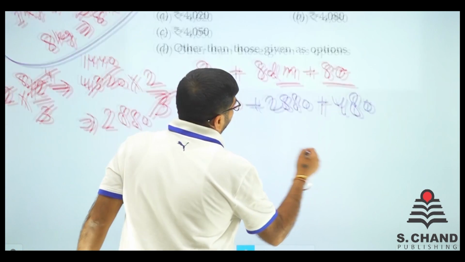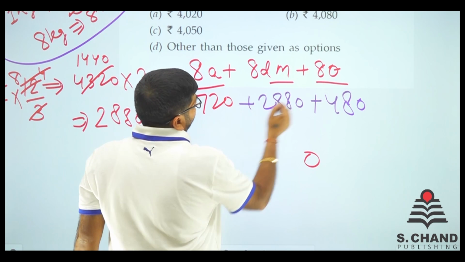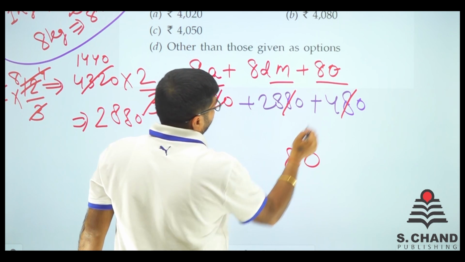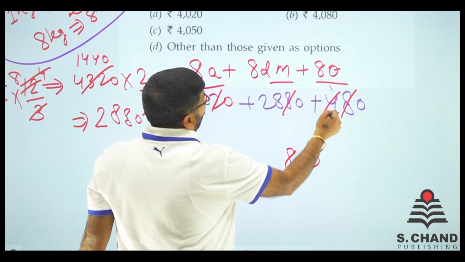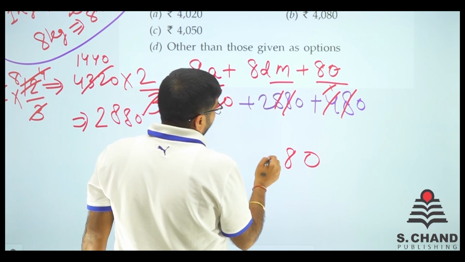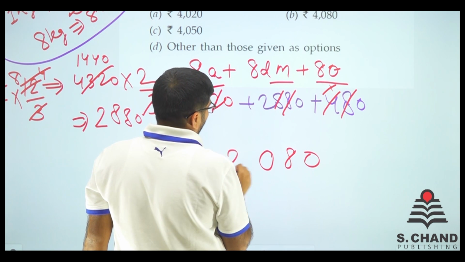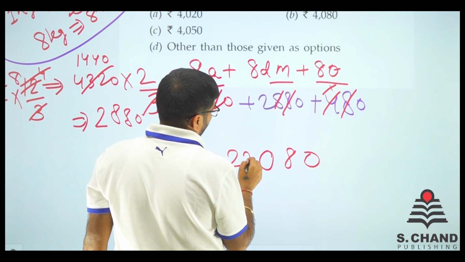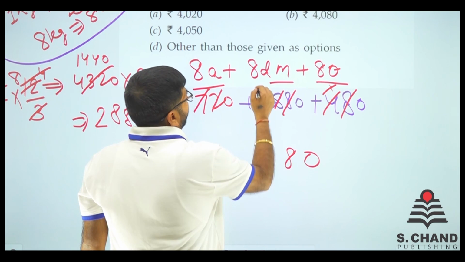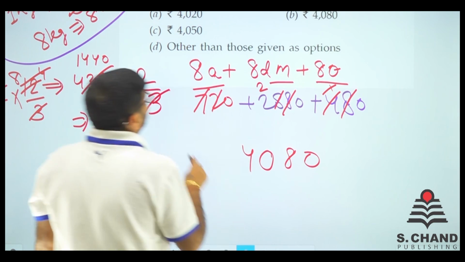So we'll put a 0 over here. Then we have 8 and 8, 16 and 2, that is 18. Carry 1. 4 and 1, 5. 5 and 7, 12. 12 and 8 is 20. So 0, carry 2, 2 and 2 is 4. So we are here with 4080 rupees.